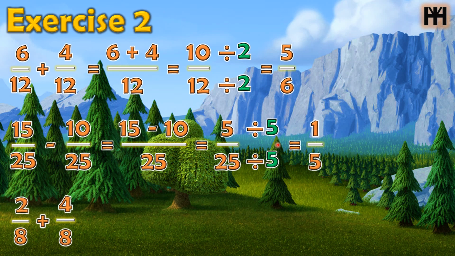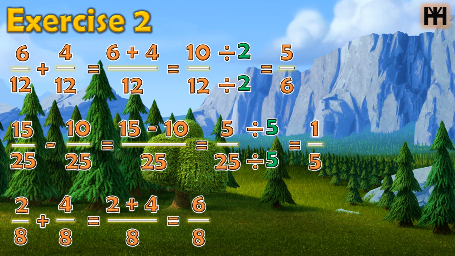Okay, the last one here, 2 over 8 plus 4 over 8. So it's 2 plus 4 over 8. Then it will be 6 over 8. So both of them are even. So both of them can be divided by 2. 6 divided by 2 is 3 and 8 divided by 2 is 4. So it's 3 over 4. Okay, let's go to the next one.